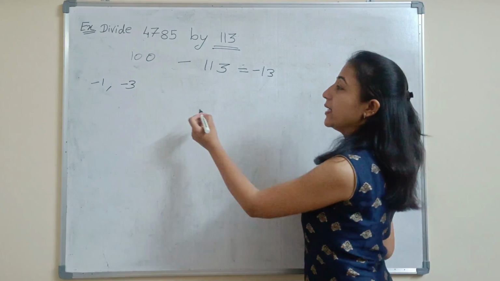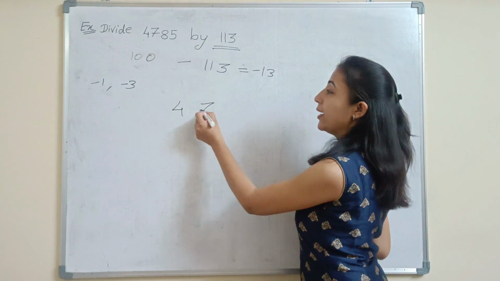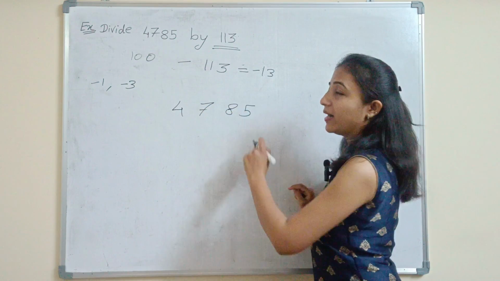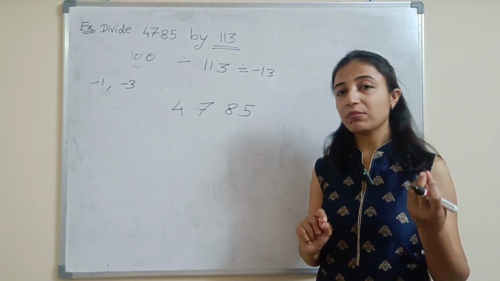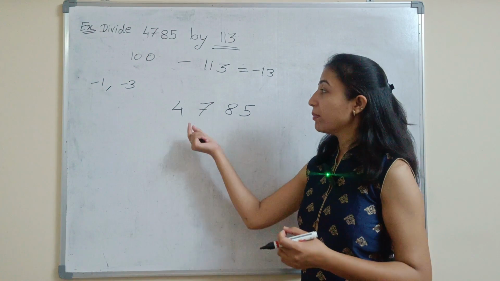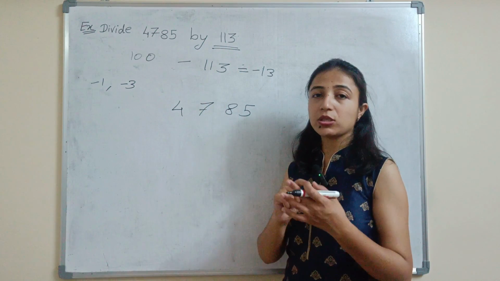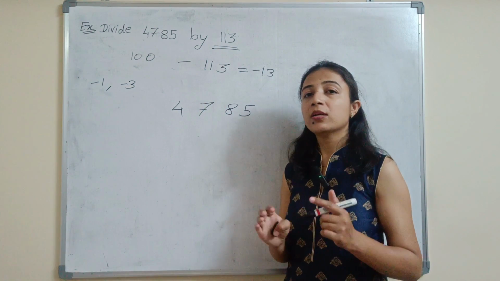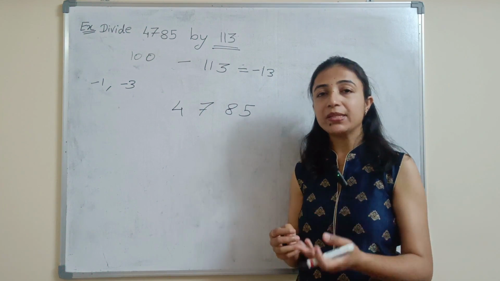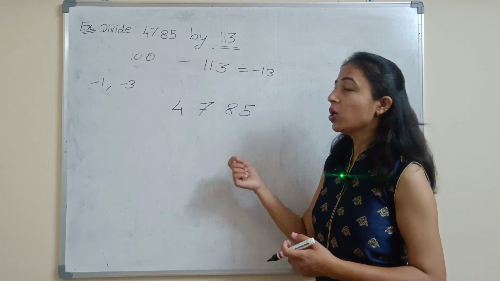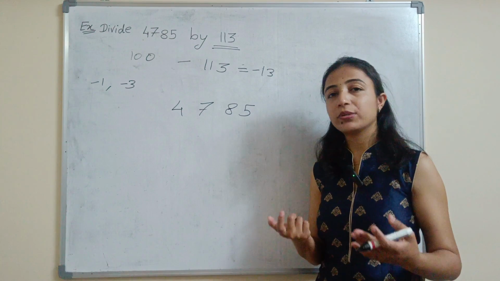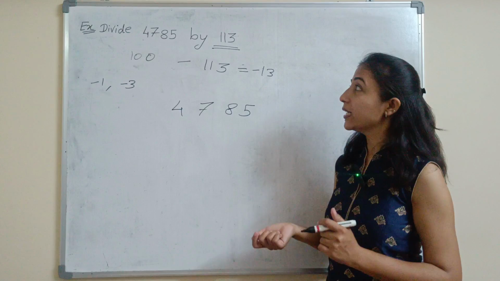Now we are dividing 4785. When we divide the number, we will get some quotient and some remainder. Because the number is large, it is not always possible to get a completely divisible number. Maybe we get some remainder, or sometimes the remainder is 0, which means the number is completely divisible.